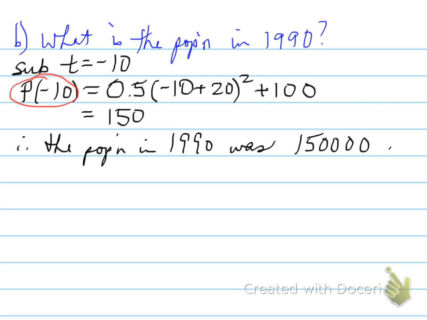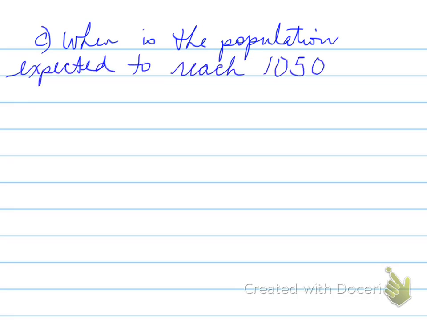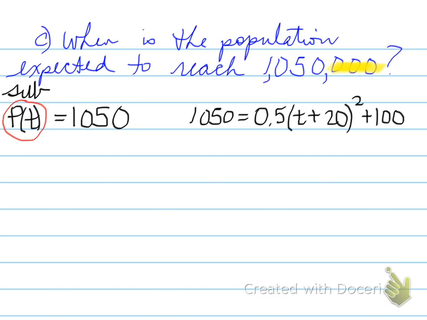Okay, moving forwards. Part C. When is the population expected to reach 1,050,000? Now this one's a little tougher because this time we have to say P(t) is equal to 1,050,000. But wait a minute, we have to take off the thousands part of it. So that's actually 1,050. 1,050 is equal to 0.5(t + 20)² + 100.